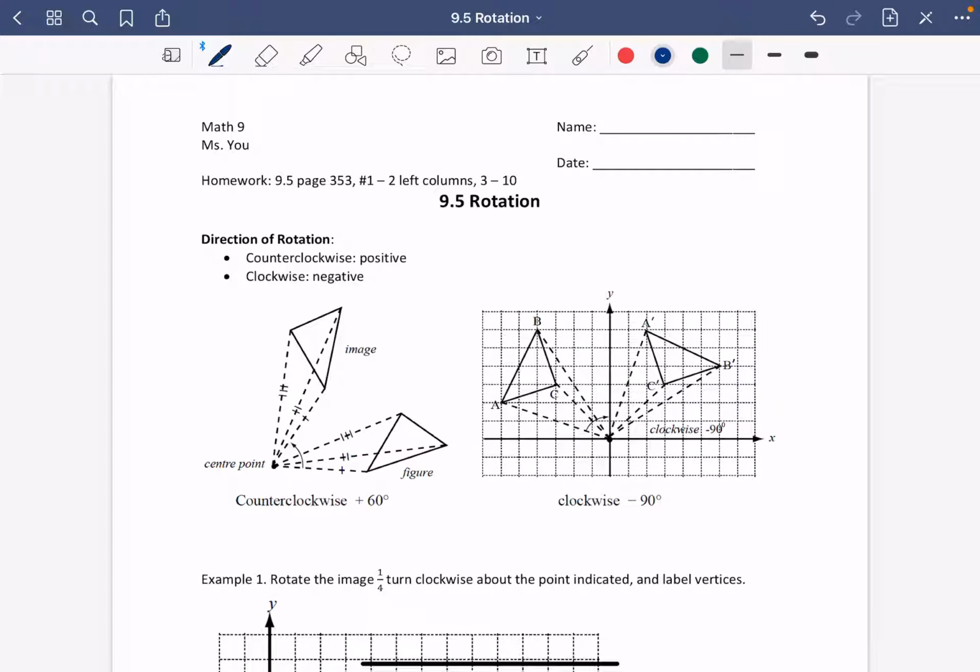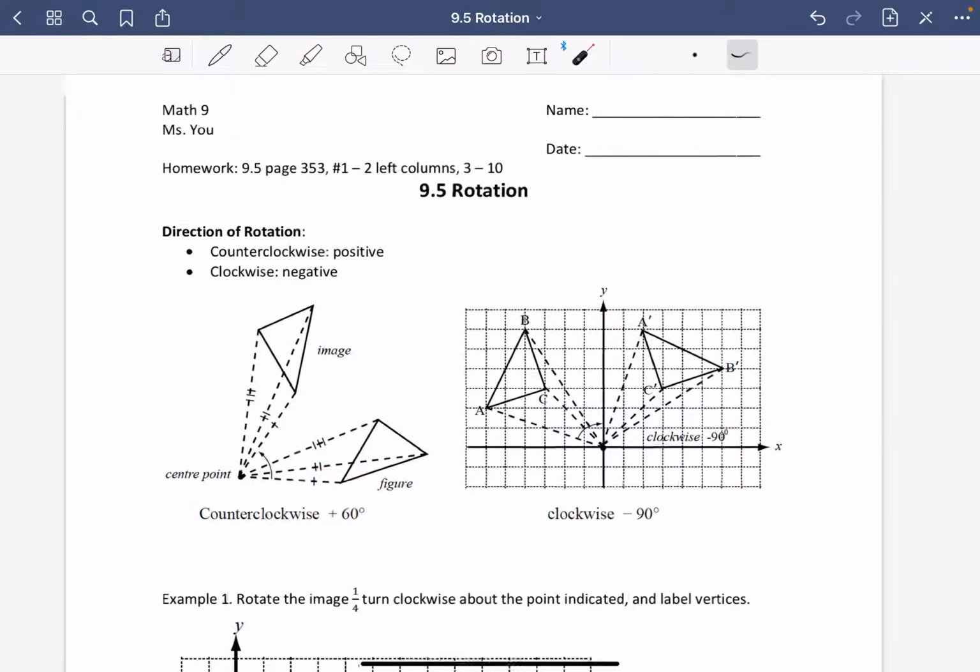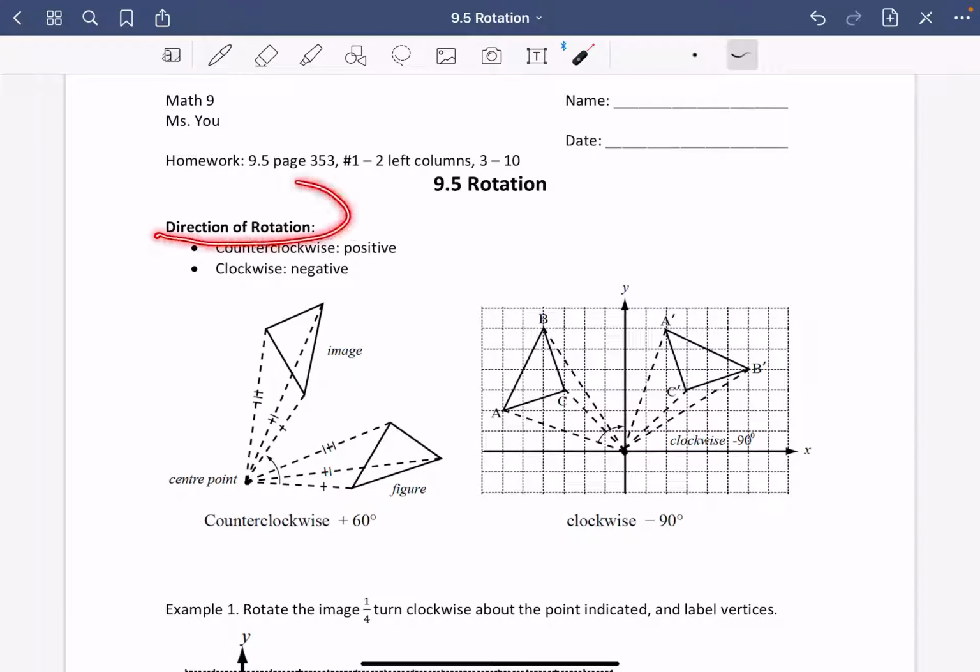Hello everyone. Today we're going to do section 9.5, rotation. Okay, so first of all, what are the directions of rotation?